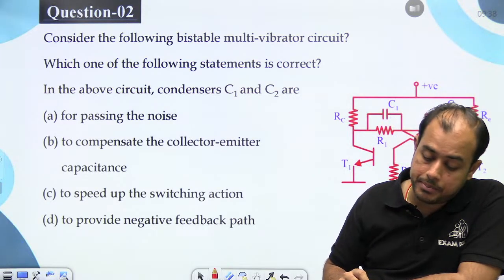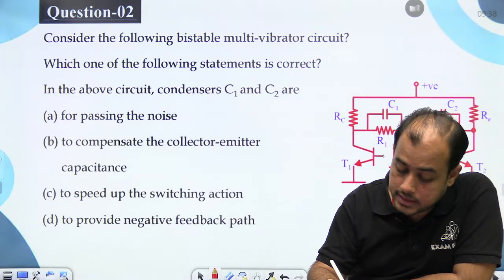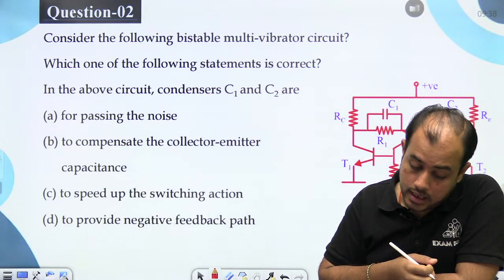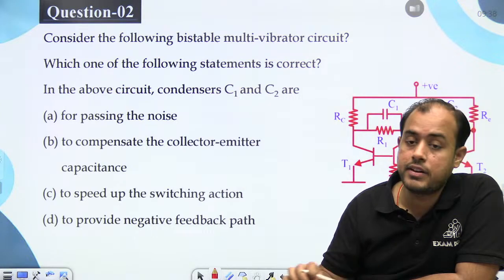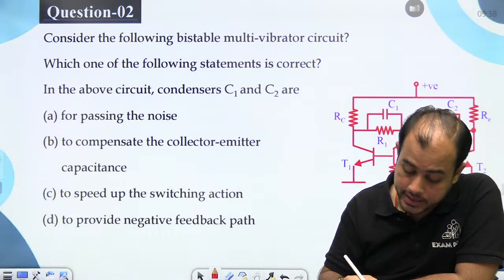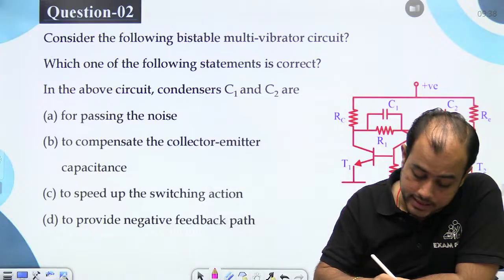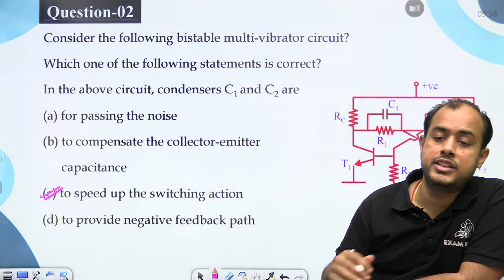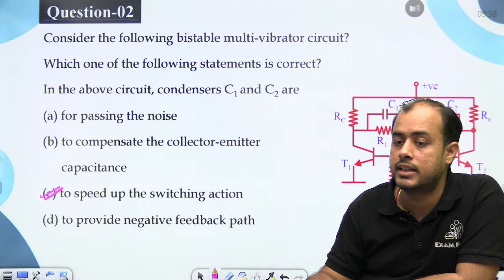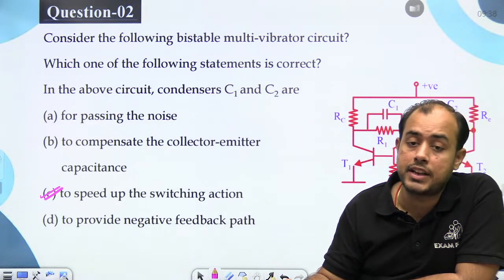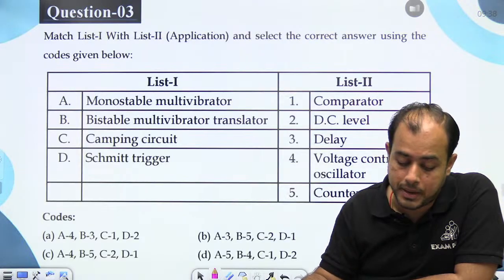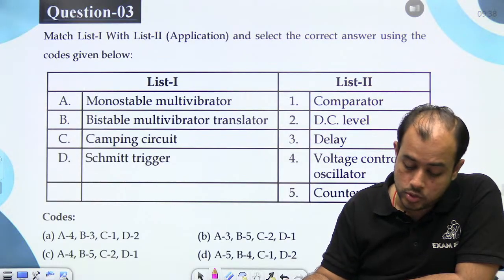Consider the following bistable multi-vibrator circuit. Which of the following statements is correct in the above circuit, C1 C2? What is the purpose of C1 C2 in this circuit? To basically increase the speed. Remember this, ESE 2004: C1 C2 are used to increase the speed of this circuit. This is a multi-vibrator constructed using BJT instead of op-amp.